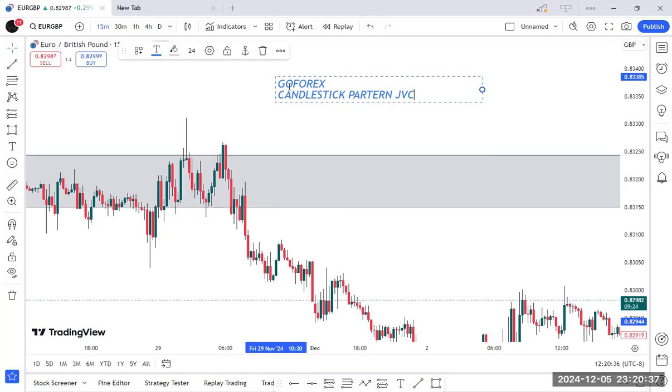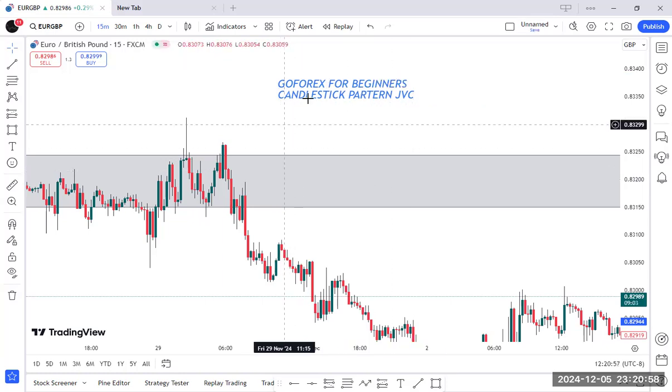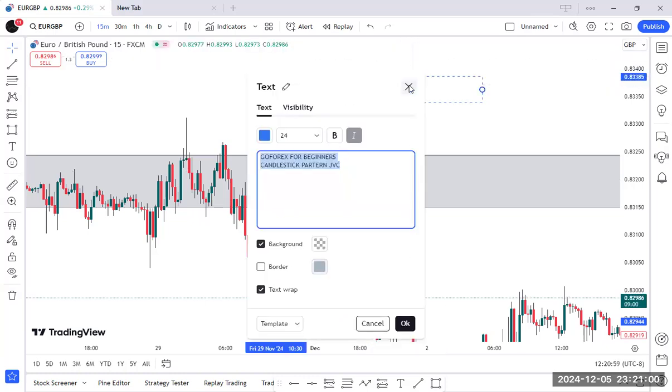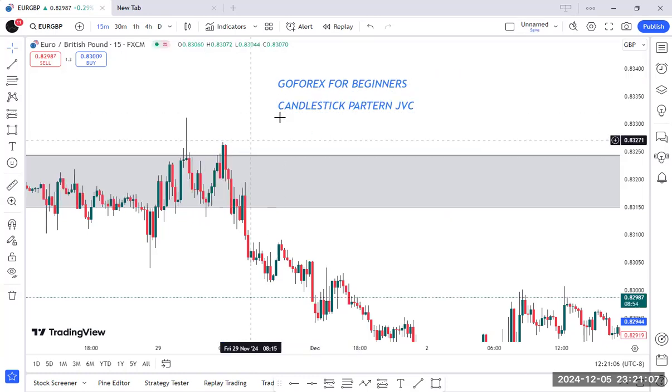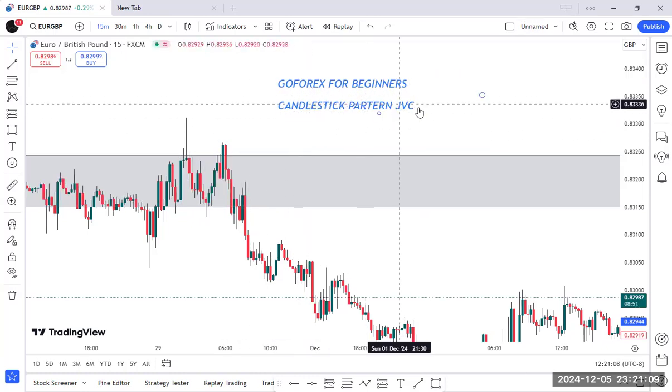So Go Forex is going to enlighten you. It's for beginners. You see Go Forex for beginners, and then candlestick patterns.